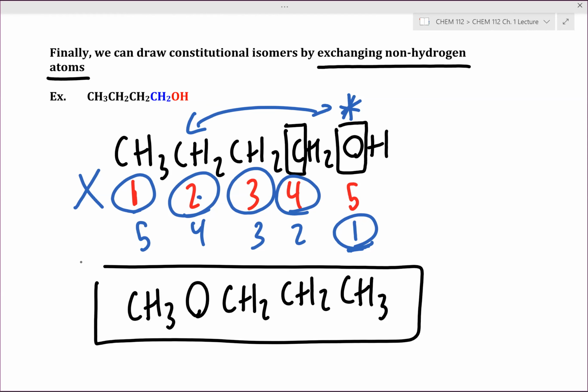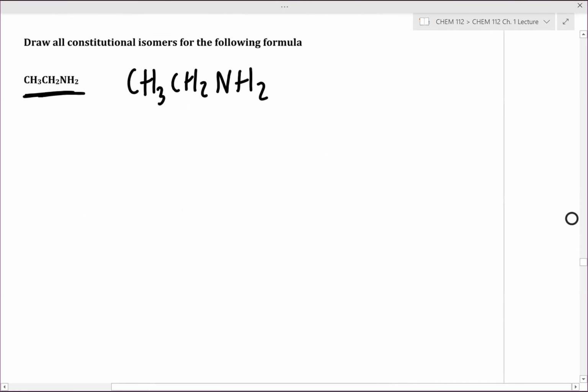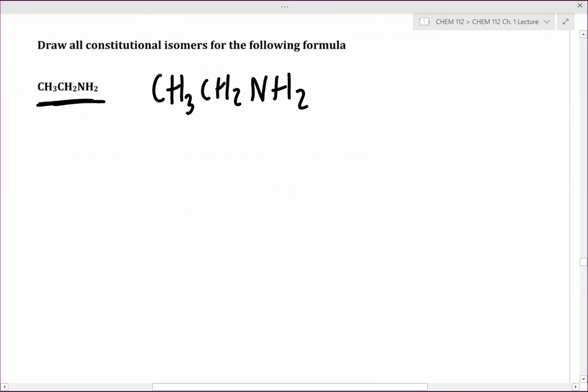Let's check our time. We have a few more minutes to do some examples. So what I want you to do as an exercise is I want you to draw all constitutional isomers for the following formula. And I'll write it out large so that way everyone can see it. So CH3, CH2, NH2. So a nice, simple, and sweet one. You should end up with about 2 or 3 constitutional isomers. The more the merrier.